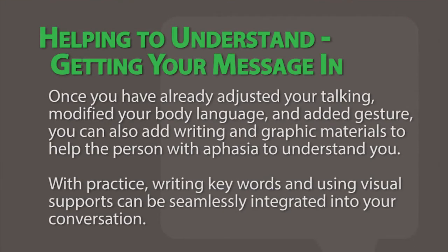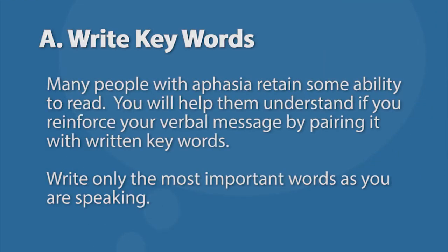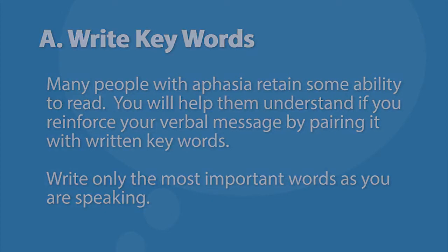Helping to understand. Once you have already adjusted your talking, modified your body language, and added gesture, you can also add writing and graphic materials to help the person with aphasia to understand you. With practice, writing key words and using visual supports can be seamlessly integrated into your conversation. A. Write key words. Many people with aphasia retain some ability to read. You will help them understand if you reinforce your verbal message by pairing it with key written words. Write only the most important words as you are speaking.